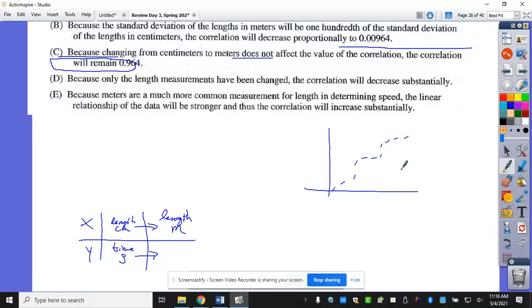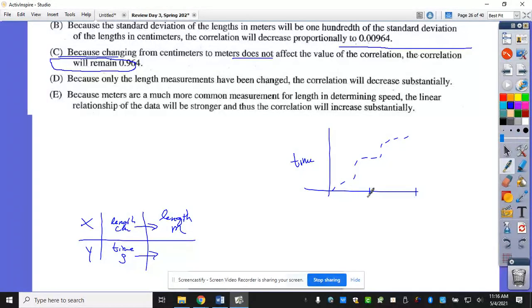I'm not drawing something pretty. Let's just go with, here's my length, here's my time. Let's say my length right now is in centimeters, which would make it like, I don't remember the conversion. What is it, 33? What is it, centimeters to meter? 30 or something, 33.